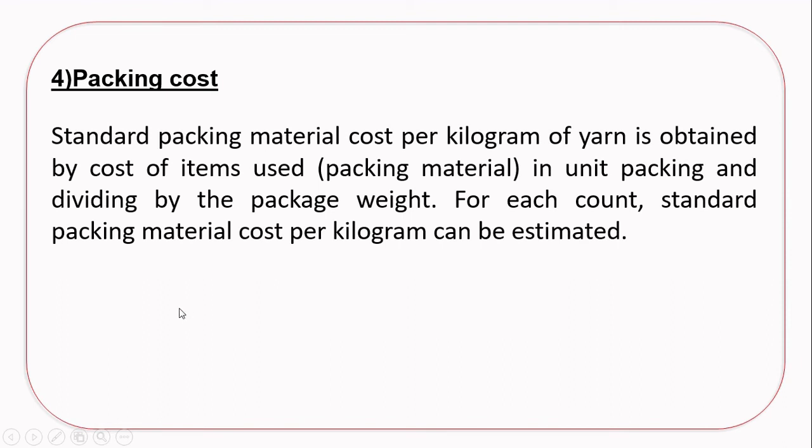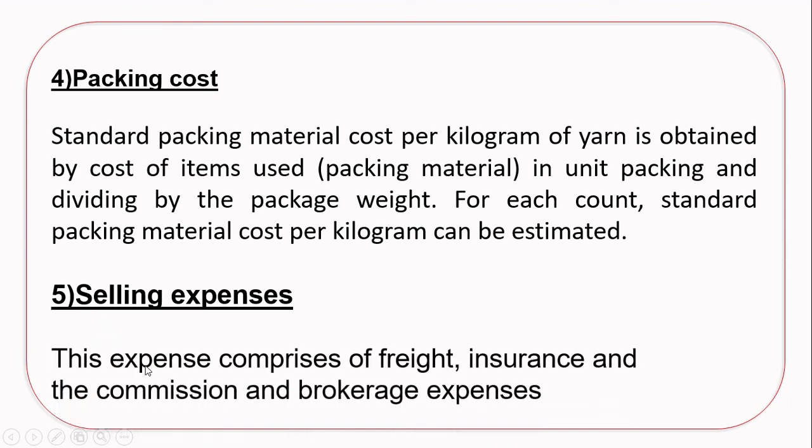Fourth one is packing cost. Standard packing material cost per kilogram of yarn is obtained by the cost of items used as packing material in unit packing, dividing by the package weight. For each count, standard packing material cost per kilogram can be estimated. Fifth one is selling expenses. This expense comprises freight, insurance, and commission and brokerage expenses.